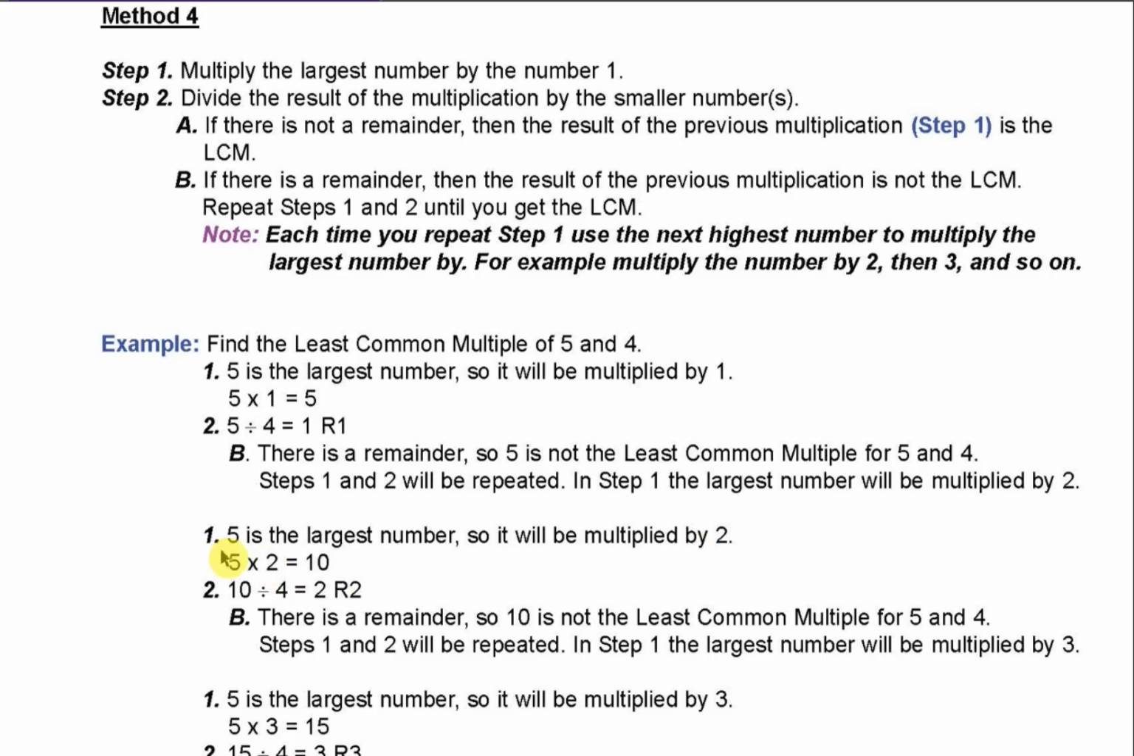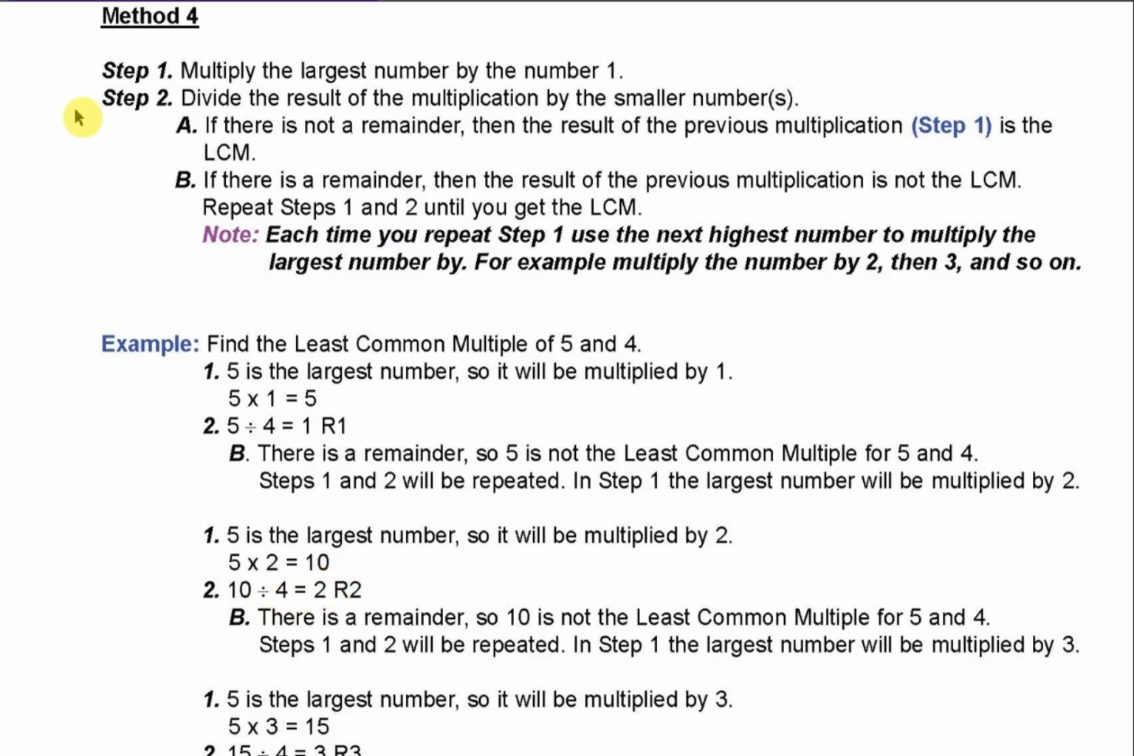Step 1, multiply the largest number by the number 2. Since 5 is the larger number of 5 and 4, we will multiply 5 by the number 2. 5 times 2 equals 10.